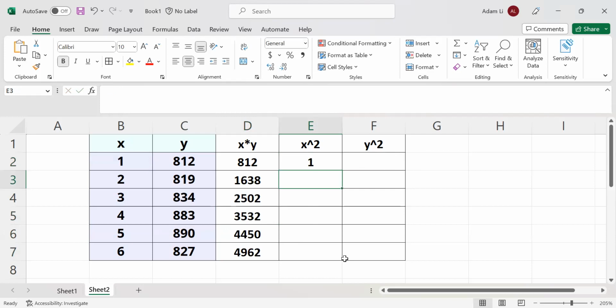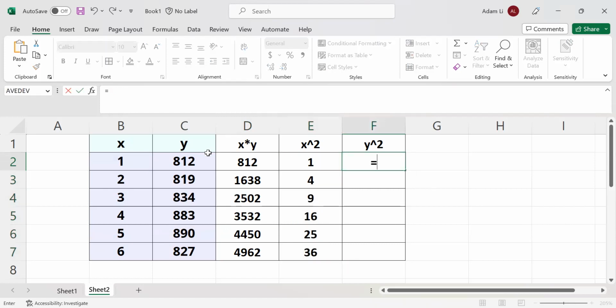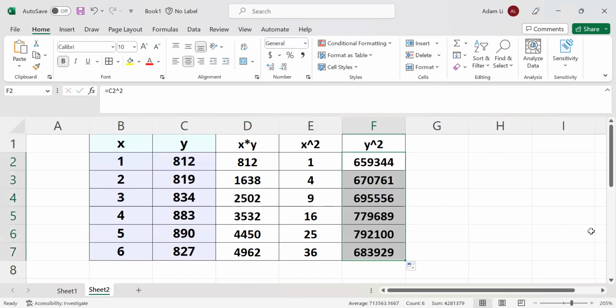Square the B2, you get 1. 1 square is 1, right? 2 square is 4. 3 square is 9. All of those, you get all of these numbers. 6 square is 36. Now we also know what the square of Y is. Y square, get that, and get the rest of it.